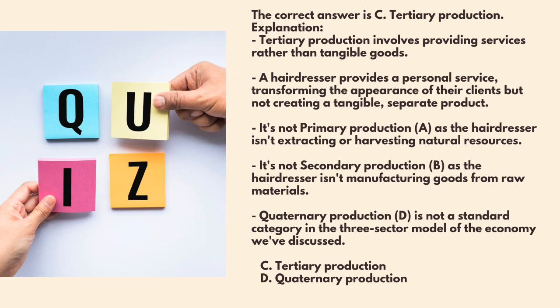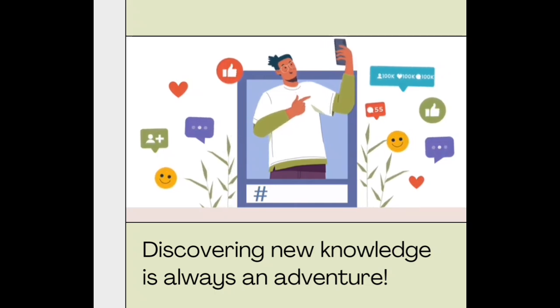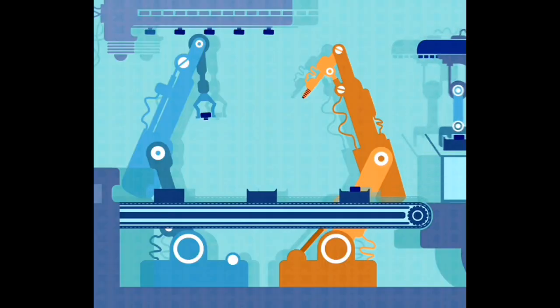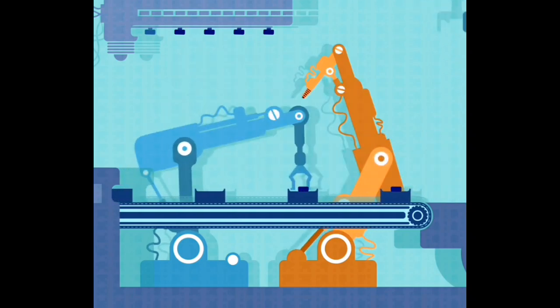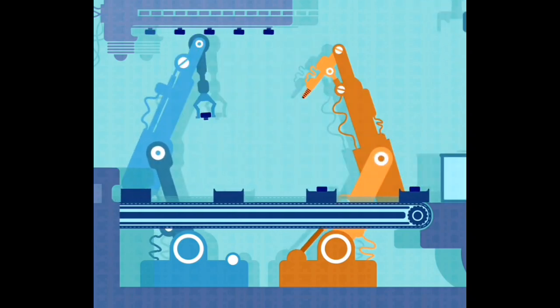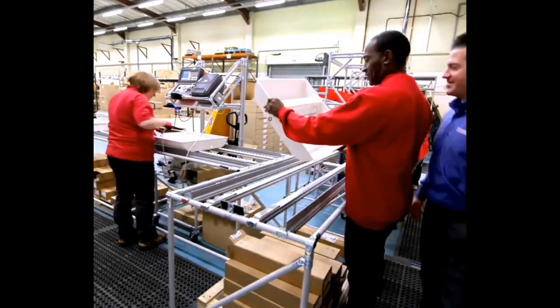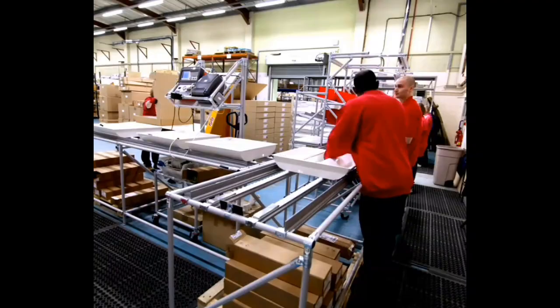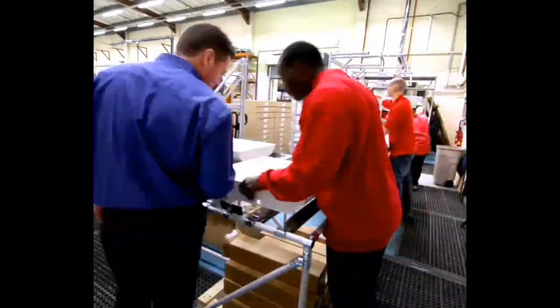Quaternary production, which is option D, is not a standard category in the three-sector model of the economy that we have discussed. For real-life application, understanding production is crucial for making sense of the world around us. When you see a new smartphone, consider the global supply chain involved, from mining rare earth materials, that is primary production, to manufacturing components, that is secondary production, to the marketing and sales, that is tertiary production. Think about how the division of labor made it possible to create such a complex device efficiently.